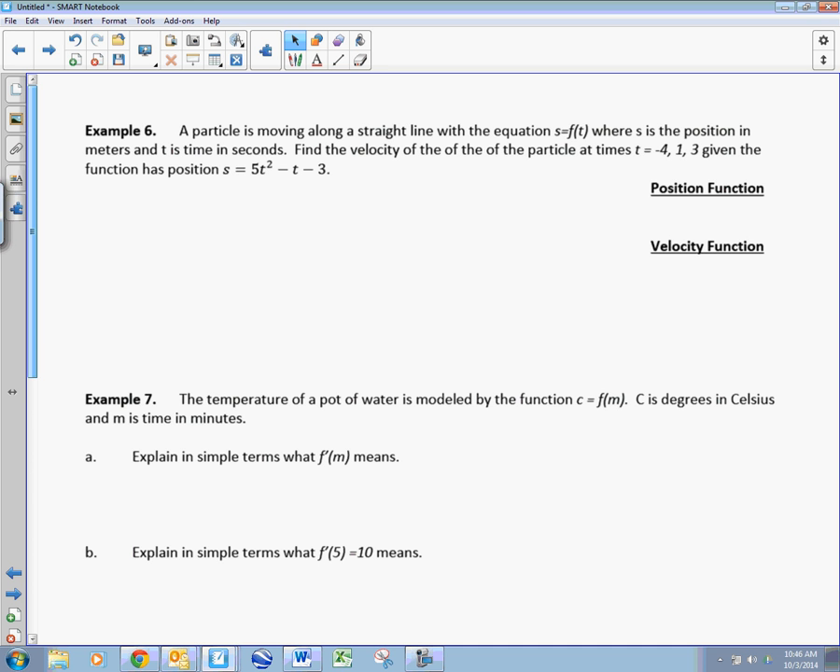All right, we're going to do these two examples, and you do have homework from this. So we've got to make sure we got this concept straight, though. A particle is moving along a straight line with the equation S equals f of t, where S is the position in meters and t is time in seconds. Find the velocity of the particle at times t equals negative 4, 1, 3, given the function has position S equals 5t squared minus t minus 3.